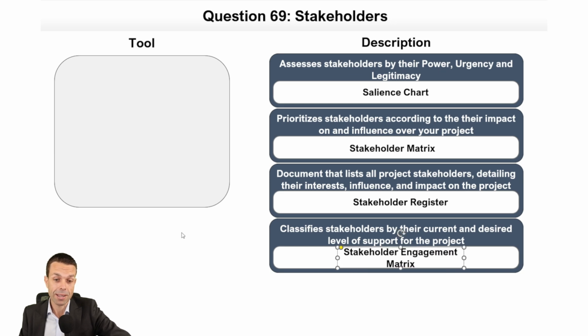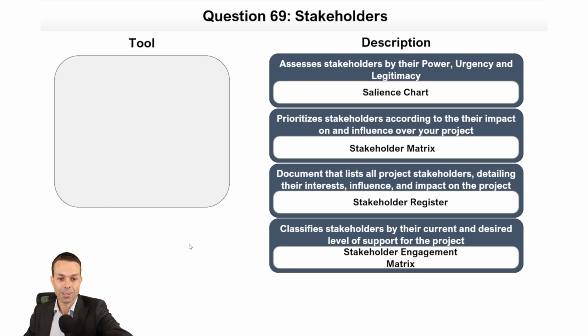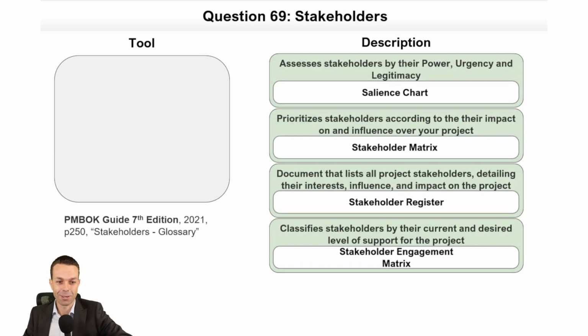Now, do you remember with the stakeholder engagement matrix how we rank them? It's are they unaware? Are they resistant? Are they neutral? Are they supportive? Or are they leading? And we want to put a C for their current state and a D for their desired state. So if they're unaware currently, in the future we desire them to be supportive. And so that's our stakeholder engagement matrix. Just a little bit of extra stuff there, and that is correct. So we've got that, and that's wonderful. Page 250, stakeholders in the glossary. Nice and easy to find.